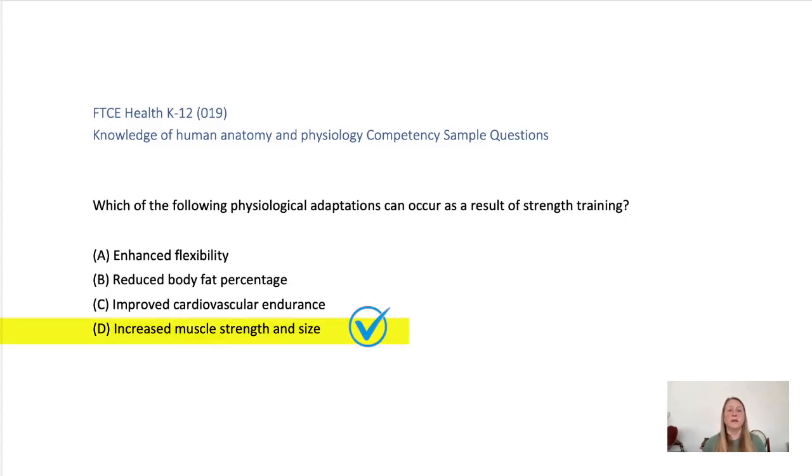The correct answer is D, increased muscle strength and size. When you strength train, you create microscopic damage to the muscle fibers. The body repairs these damaged fibers by fusing them, which increases the mass and the size of the muscles.